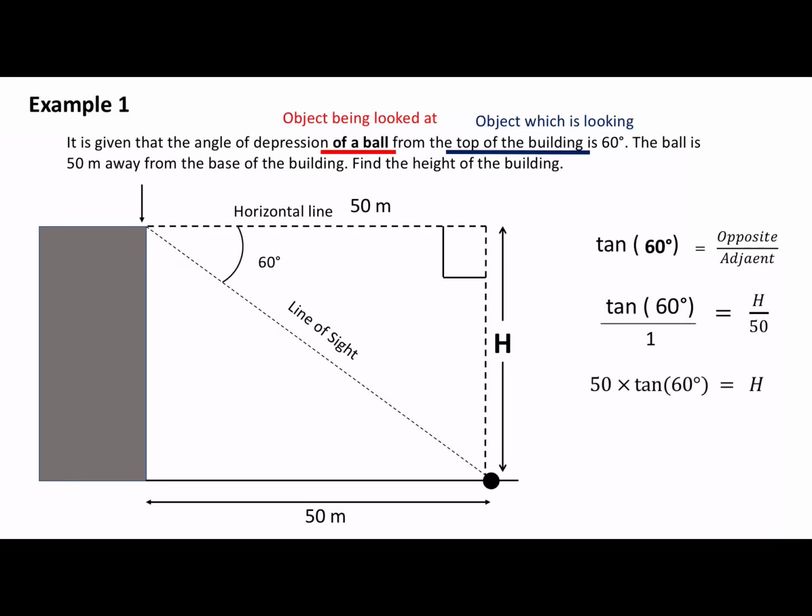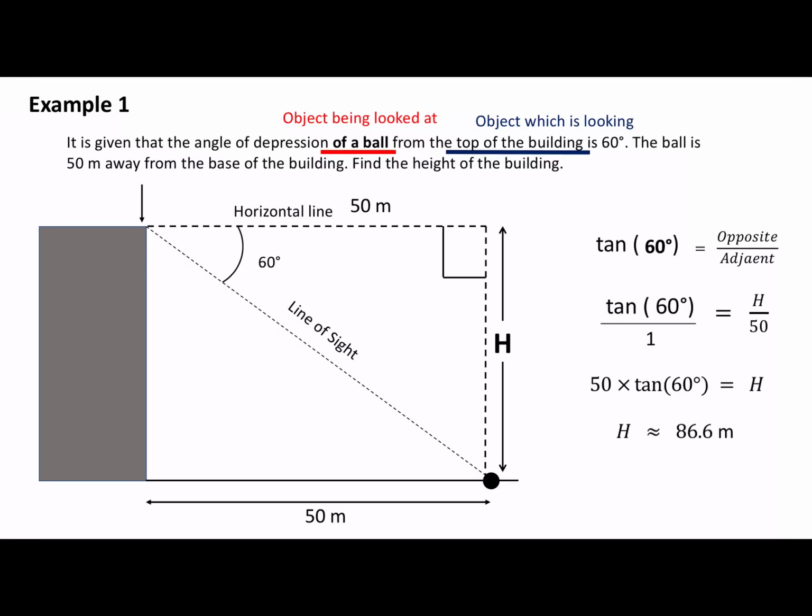If your answer is not exact, how do you round it off? You round off to 3 sig fig. Okay, take a moment to understand this. I hope you know why we use tangent, because H is opposite to 60 degrees and 50 meters is adjacent to 60 degrees. Opposite and adjacent is tangent.